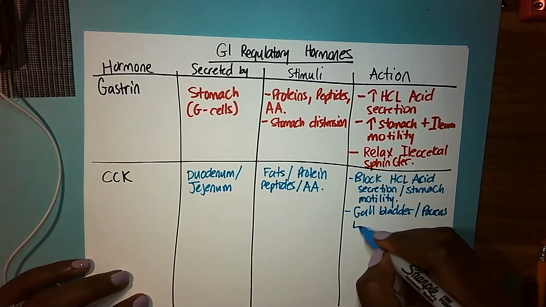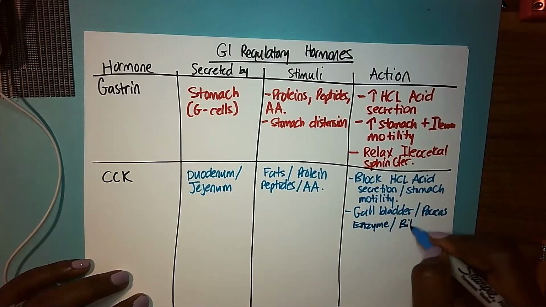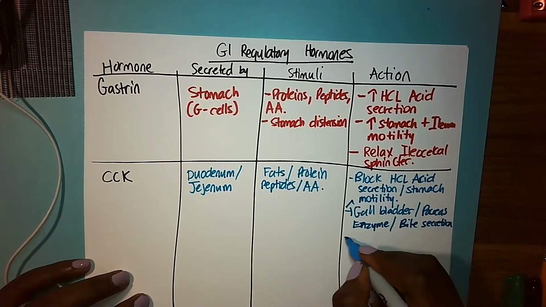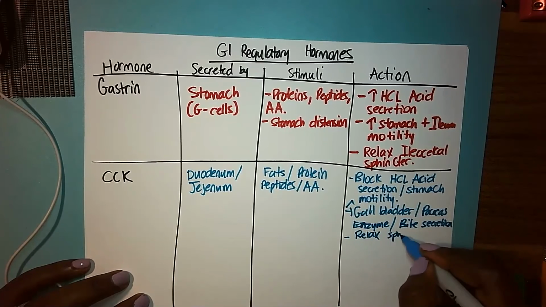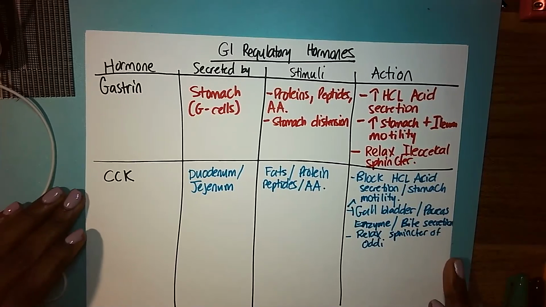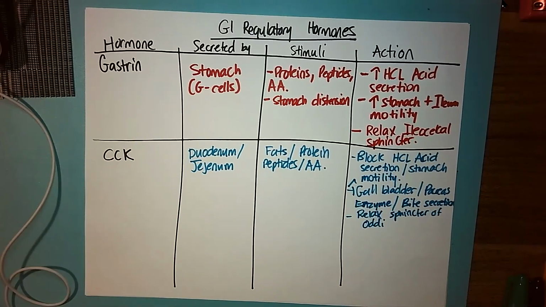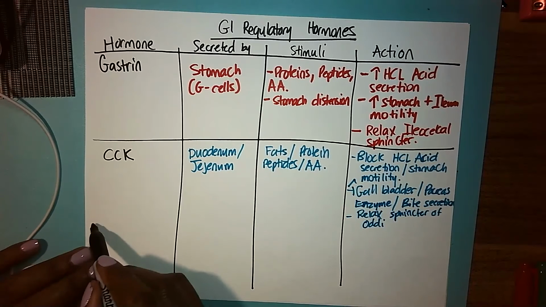Gallbladder, pancreas, enzyme, bile secretion. It's going to increase that. And then lastly, it's going to relax the sphincter of Oddi. Right, that sphincter that's guarding the opening into the duodenum, it's going to relax that so that bile can enter, so that these pancreatic secretions can enter as well.